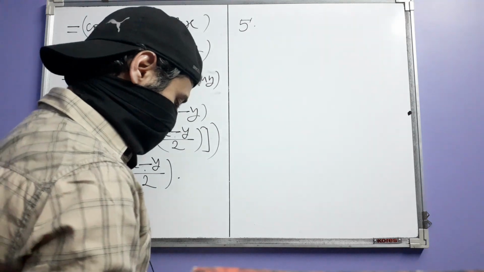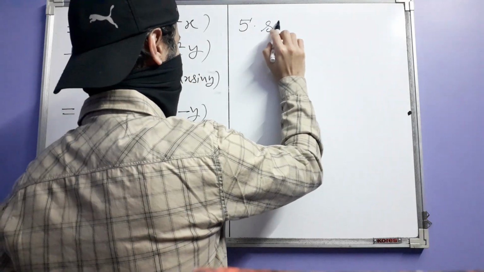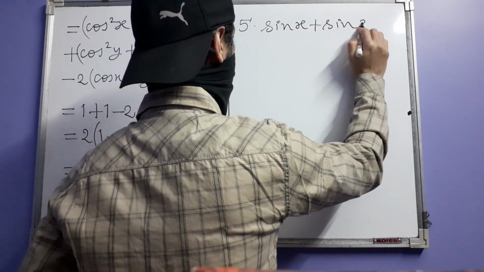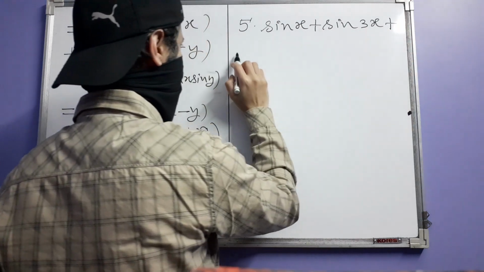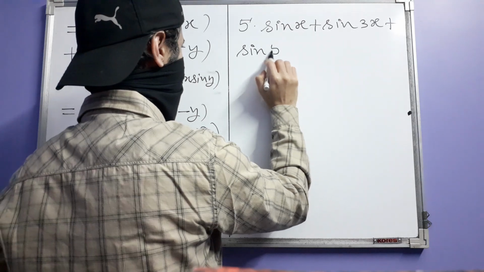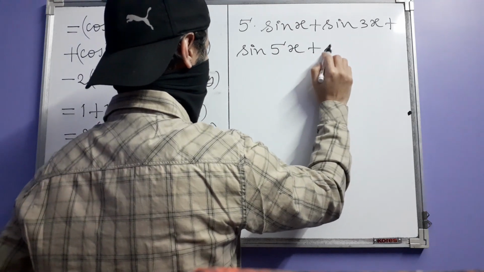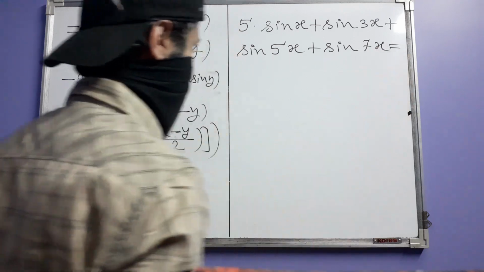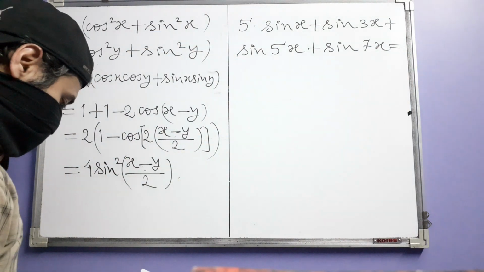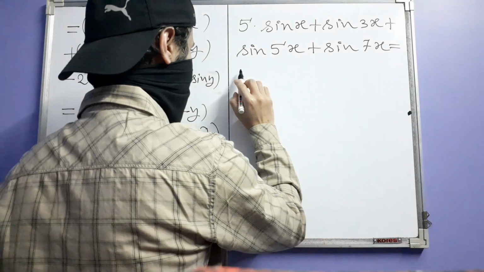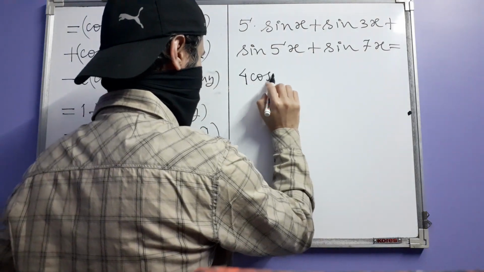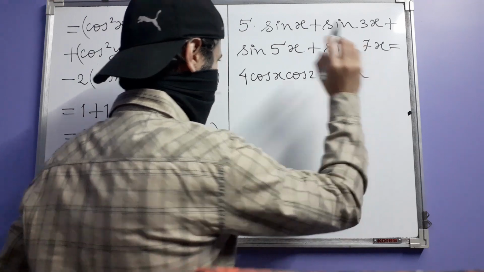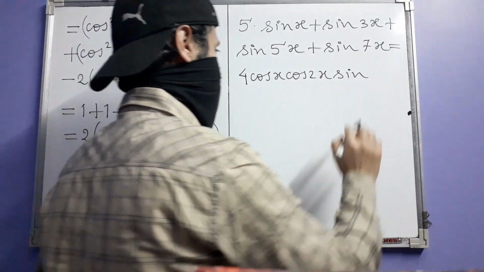In this one, we have to prove sin x plus sin 3x plus sin 5x plus sin 7x equals 4 cos x cos 2x sin 4x.